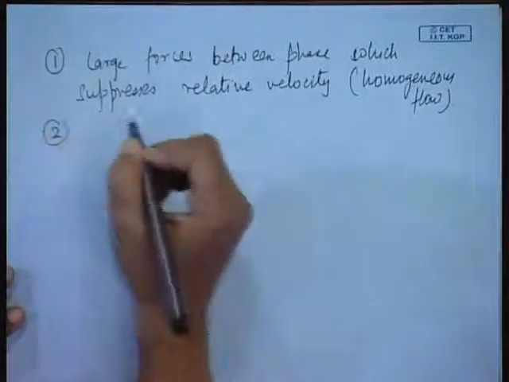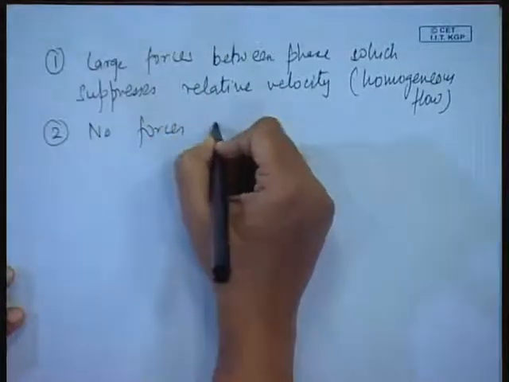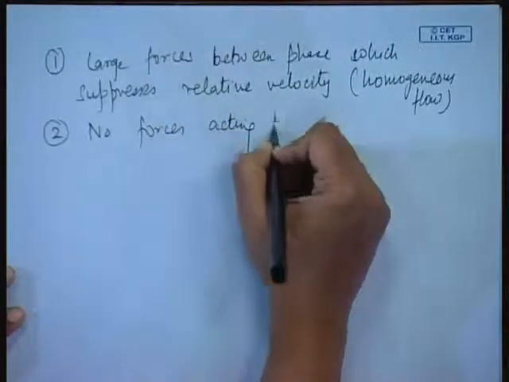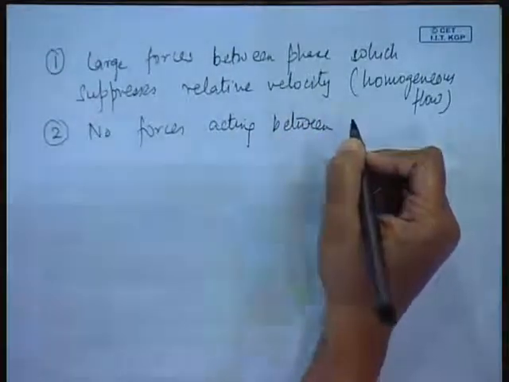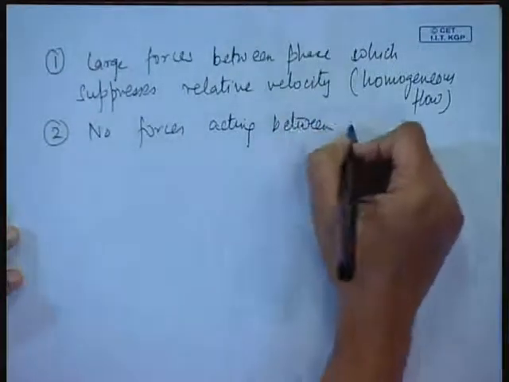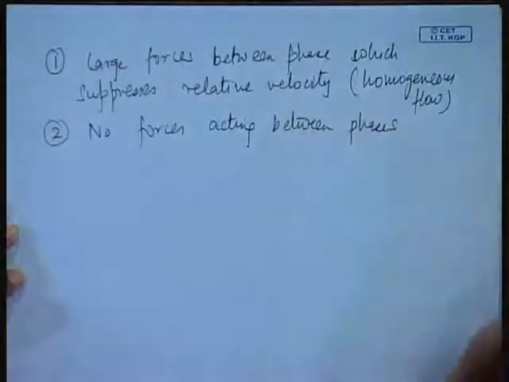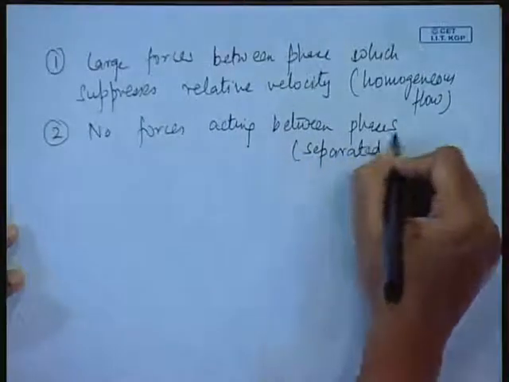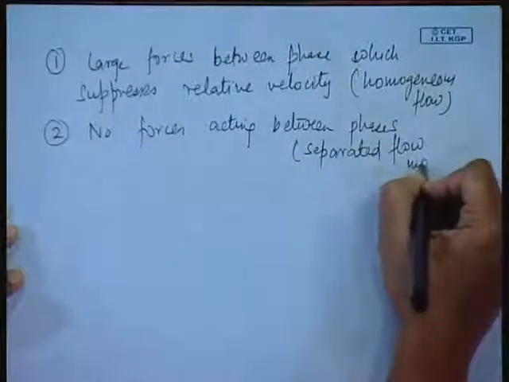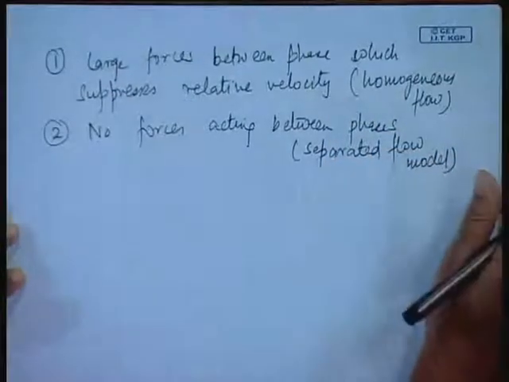What is the next extreme that we can assume? No forces acting between phases. Naturally, when no forces are acting between phases, they will separate out and flow in separate layers, is it not? So, no forces acting between phases. This is the separated flow model. So, these are the two cases for which you can solve it.